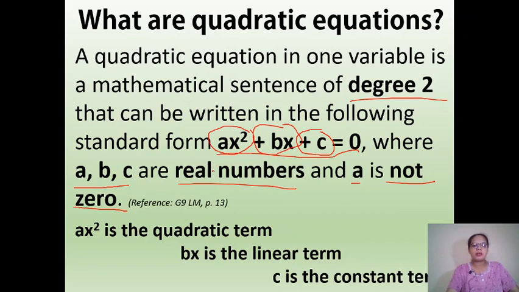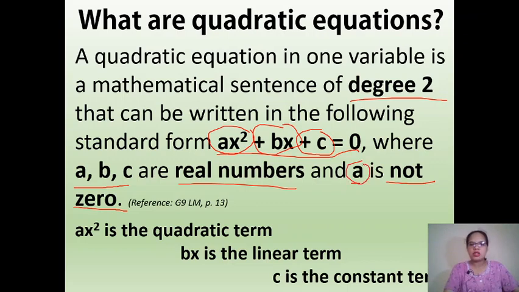When we say real numbers, these are not imaginary numbers. Examples of real numbers are the whole numbers 0, 1, 2, 3, 4, 5, and so on. We also have the negative integers. We have the decimals, the fractions. So those are the real numbers. And a should not be 0.